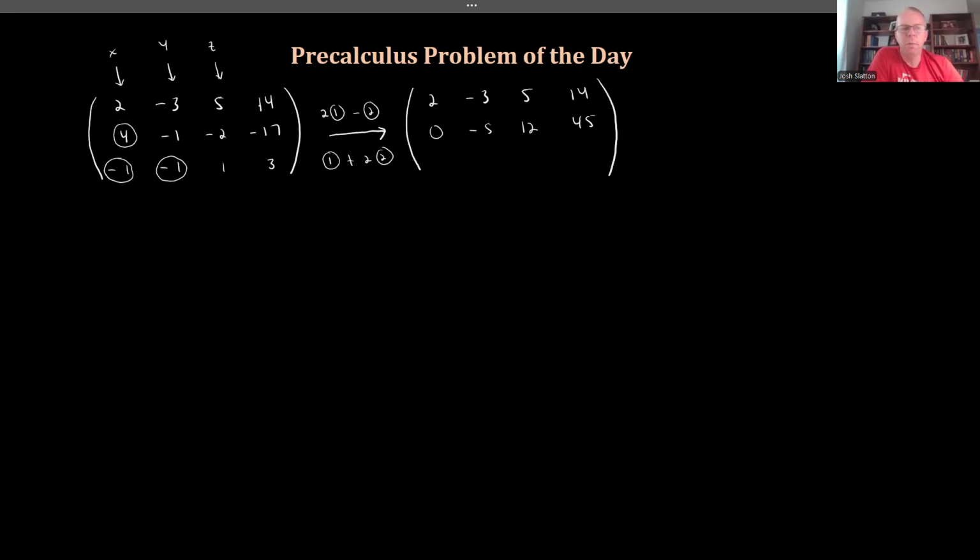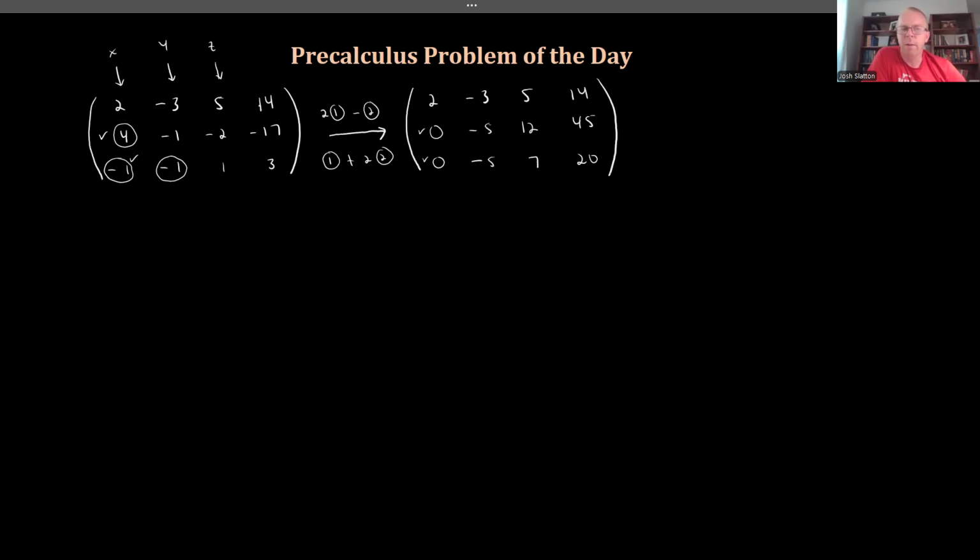So 2 plus 2 times negative 1, that gives us a 0. Negative 3 plus 2 times negative 1 will give us a negative 5. 5 plus 2 times 1, that gives us a 7. And then 14 plus 2 times 3, that gives us 20. Okay, so now we took care of these two in that first step. So we got those taken care of here.